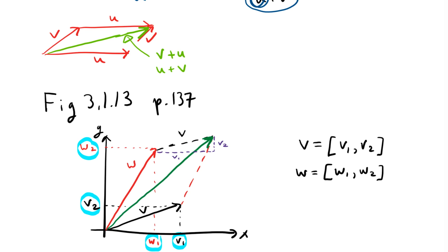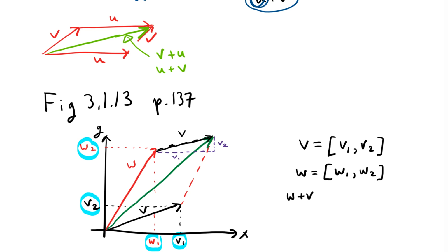So if we want to look at v plus w, if we start with w and we add v, we're going to place v so that it starts where w ends. So you can see that it's right there. We've placed v right here.